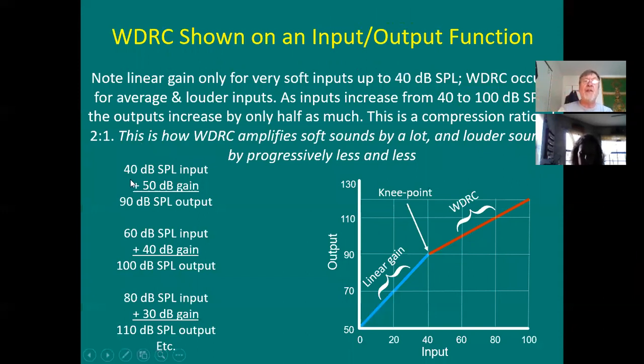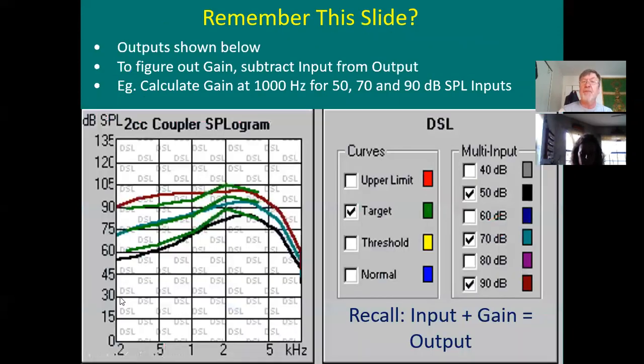So if you read on the left of this slide here, you'll see exactly what I mean. 40 input plus 50 gain, 90 output. 60 in plus 40 gain, 100 output. 80 in plus 30 gain, 110 output. So you can see that the gain is going down, down, down as the inputs go up, up, and up.